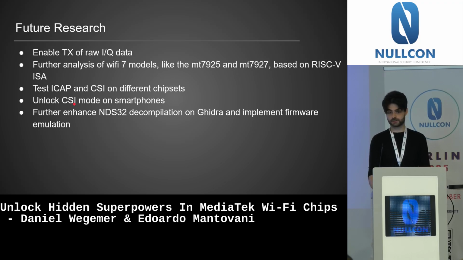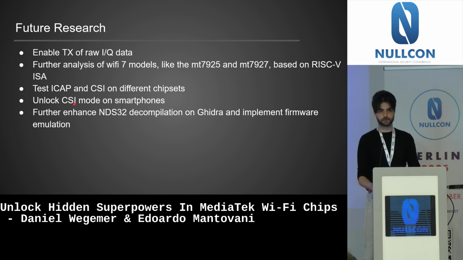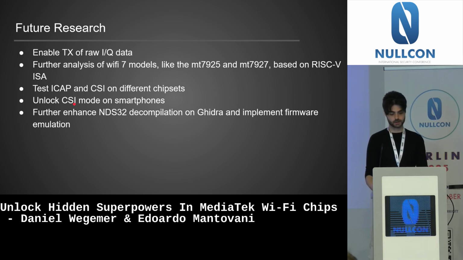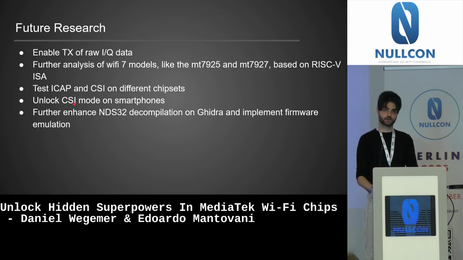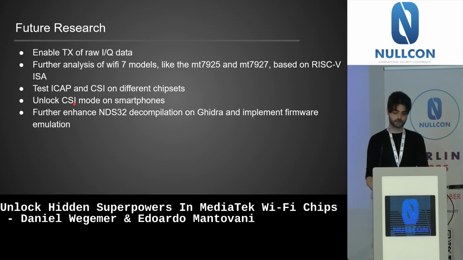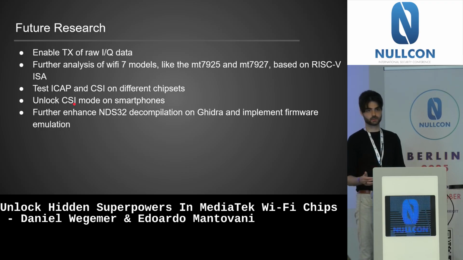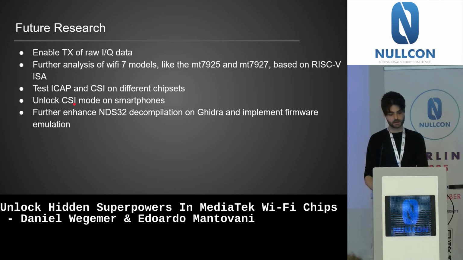We also have some future research before finishing this talk. For example, we want to enable the transmit of raw IQ data. We haven't tested this during our work. Then we want to do a further analysis of the Wi-Fi 7 hardware, which is going to be released by Mediatek, and we still need to test the Mediatek 7925 and 7927, which are RISC-V based Wi-Fi 7 firmware. And we want to test ICAP and CSI mode on different chipsets.